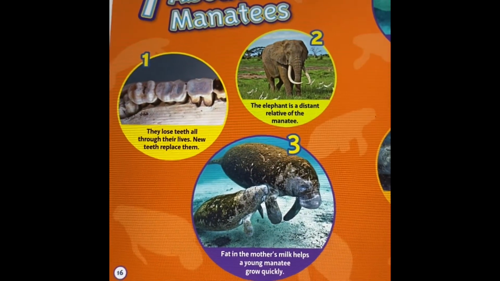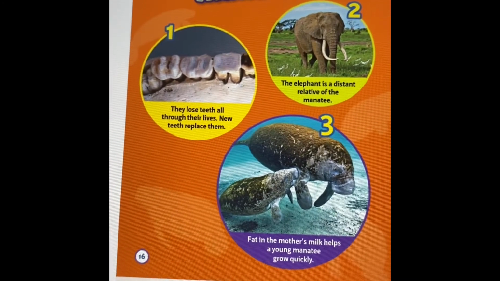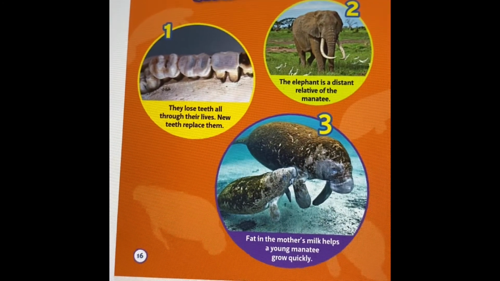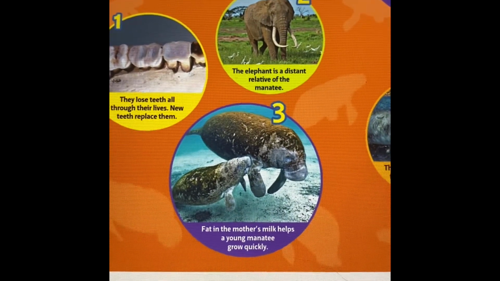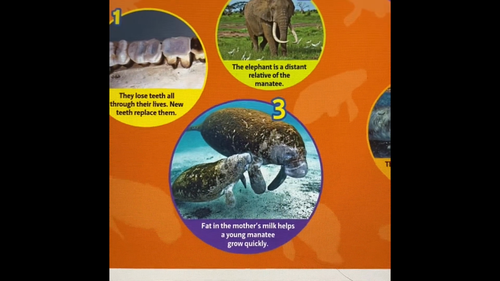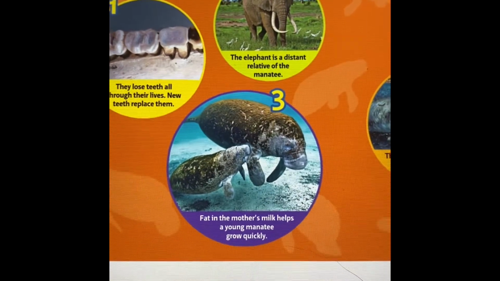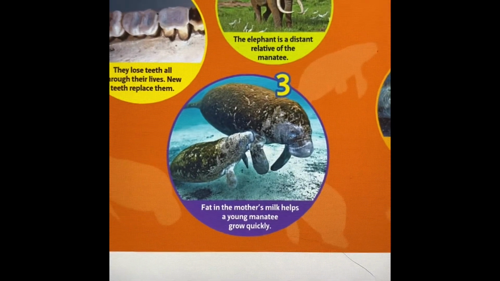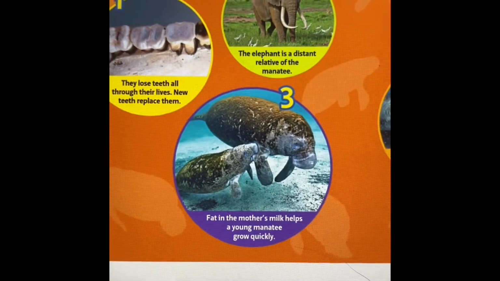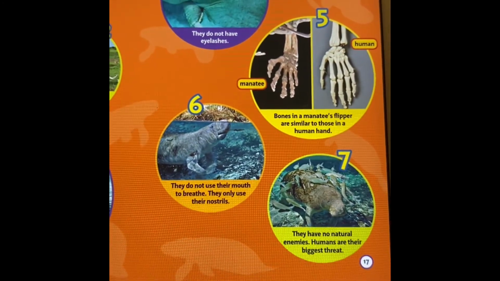7 fun facts about manatees. Number 1, they lose teeth all through their lives. New teeth replace them. The elephant is a distant relative of the manatee, so that means that they're related. Number 3, fat in the mother's milk helps a young manatee grow quickly. They do not have eyelashes.